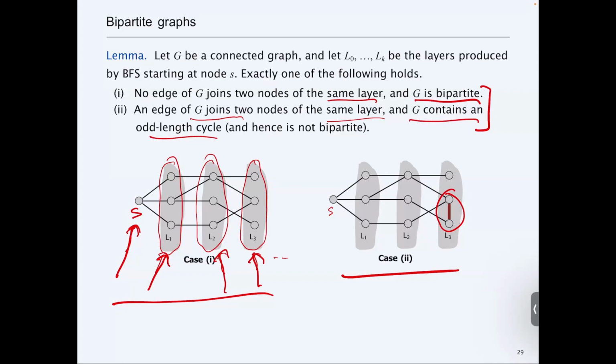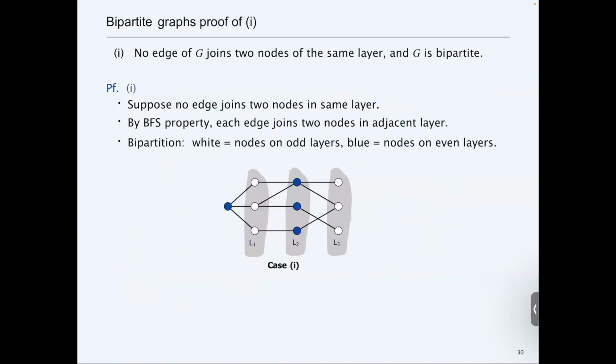Why is it only one or the other? Well, hopefully you see why it has to be one or the other. It's making very general claims here. It's either saying no two nodes in a layer are connected, or there are two nodes in a layer that are connected. Hopefully you look at that and say, oh, okay, I get it. I see why it has to be one of these two, because either nothing is there or there's at least one thing there. That's all this is saying. So now why does one give us a bipartite graph and why does the other ensure that a bipartite graph does not exist? So let's prove the first part.